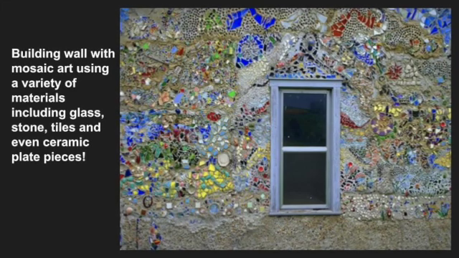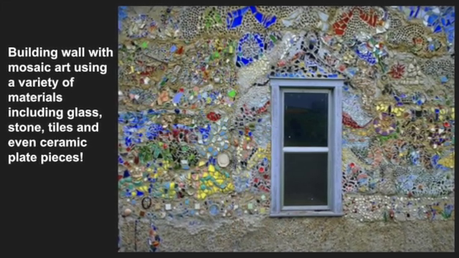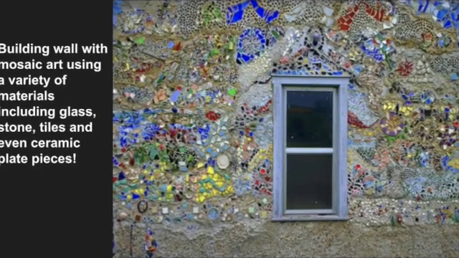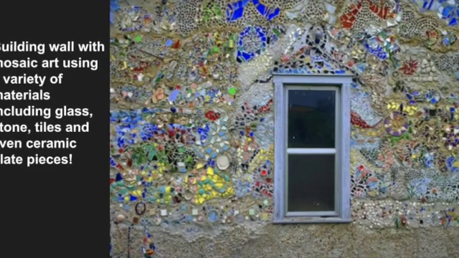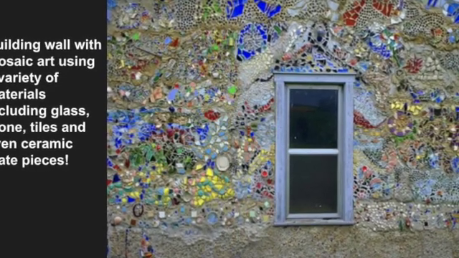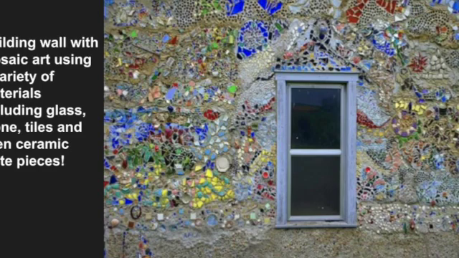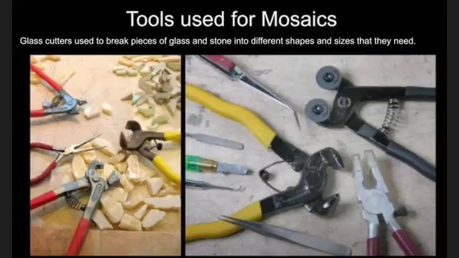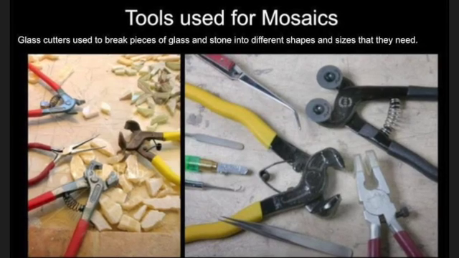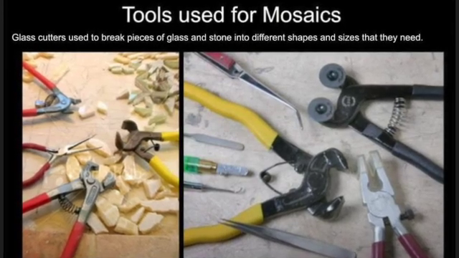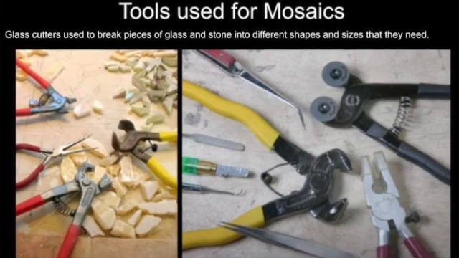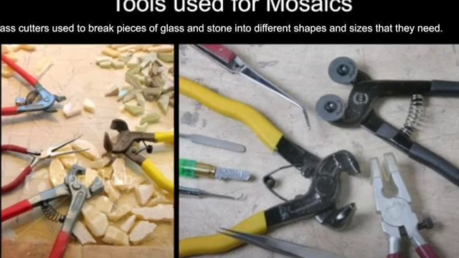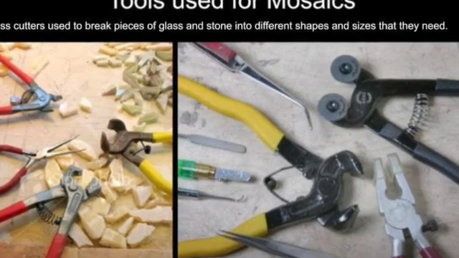This is an example of a building wall using mosaic art as a creative expression for the outside to make it more interesting. They used glass, stone, tiles, and ceramics, and you can even see dinner plates inside just to give it a different kind of design. Here are tools that artists would use to cut glass and stone to make the pieces in different shapes and sizes that they needed to do their artwork. They're glass cutting tools, actually.